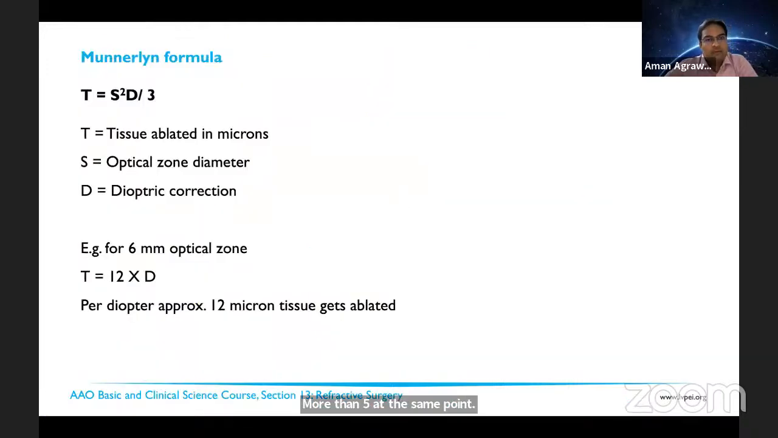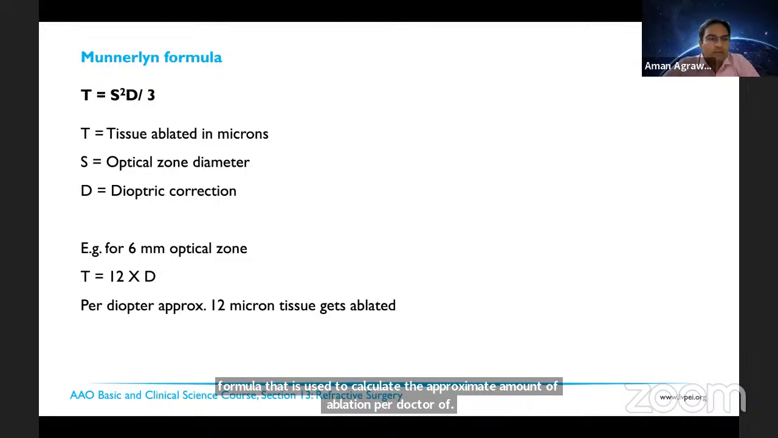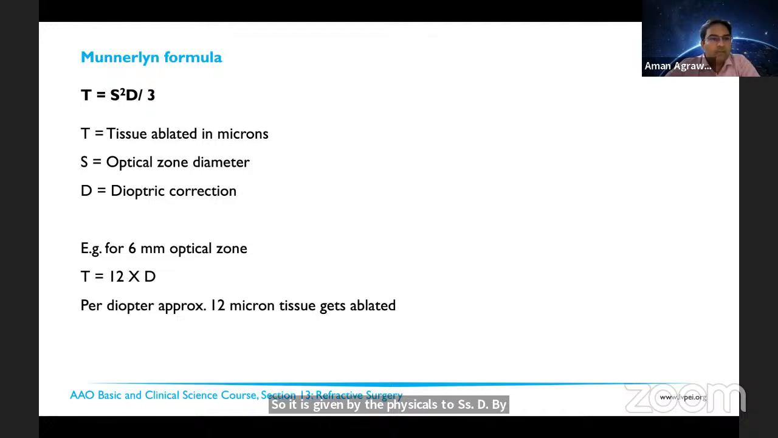So which brings us to a very important concept of the Munnerlyn formula. It is basically a formula that is used to calculate the approximate amount of ablation per diopter of correction. It is given by T = S² × D / 3, where T is the tissue ablated in micron, S is the optic zone diameter, and D is the dioptric correction. So if we take the optical zone diameter as 6 millimeter, approximately for every 1 diopter of myopic ablation, about 12 microns of tissue gets ablated.